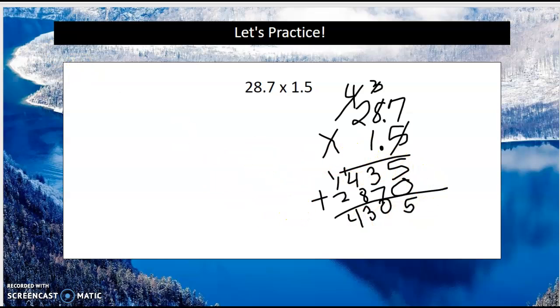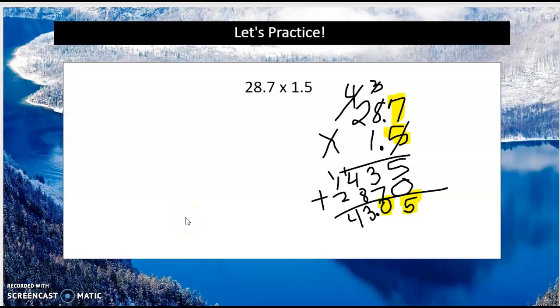Okay, so where to put my decimal in my answer? Using my highlighting strategy, I'm going to highlight the 7 because it's behind the decimal, and I'm going to highlight the 5. It is also behind the decimal. How many places have I highlighted? 2. That's right. How many am I going to highlight in my answer? 2. Highlighted 2 places, put my decimal right after that last place. So the answer is 43.05.